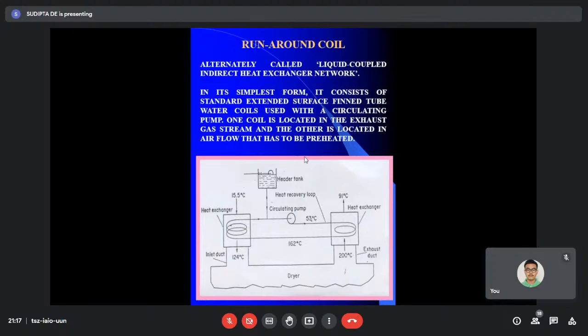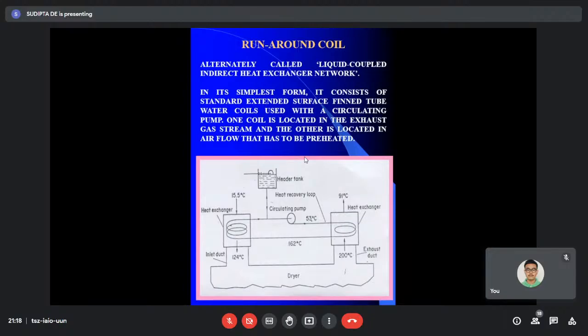So just write down the run around coil. I've given the definitions. I hope that you have written it already. Alternately called liquid coupled indirect heat exchange network. Means this is basically heat exchange process coupled by what? Through a flowing liquid. So it is called liquid coupled indirect heat exchange, because indirect means what? Directly you are not bringing these two gases in contact.